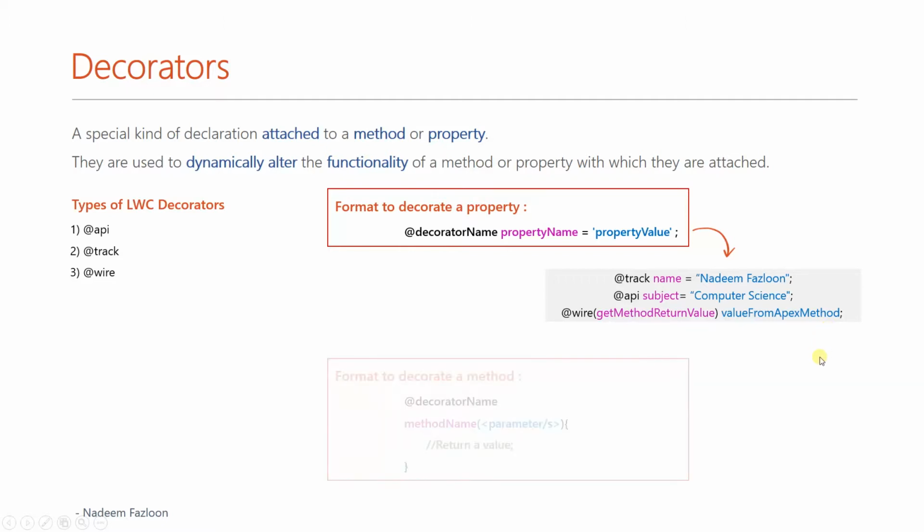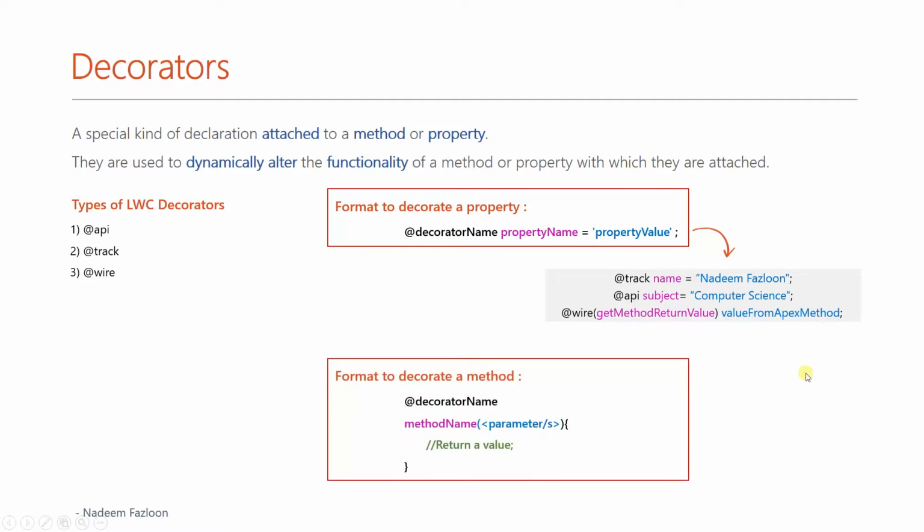Decorators can also be used for methods. So the format to follow would be we would have a decorator name followed by our method name and any parameters that we would want to pass into this method. An example would look like this. We have our decorator @api, our method name, and the property name that we want to pass into this method.